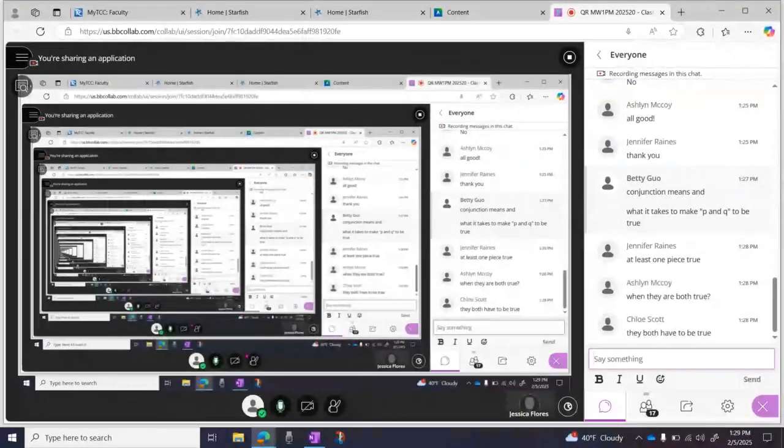Exactly, thank you, Chloe. When they are both true. Yeah, Ashley, thank you. So think about what it takes to make P and Q true: both P and Q have to be true. Exactly, very good. And conjunction is a lot more high maintenance.